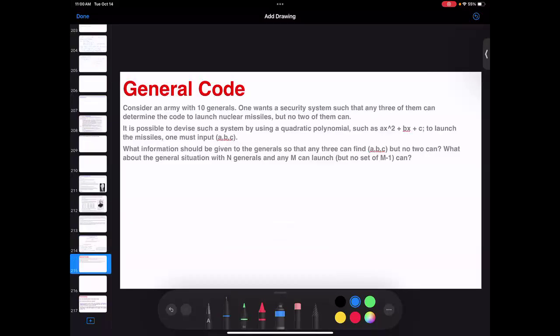So I'm going to give you something to think about for next time. This is one of my favorite riddles. Consider an army with 10 generals, or if you want, you can consider something even more powerful than an army, an academic institution. Okay? And you want a security system such that any 3 of them can launch the nuclear missiles, but no 2 of them can.